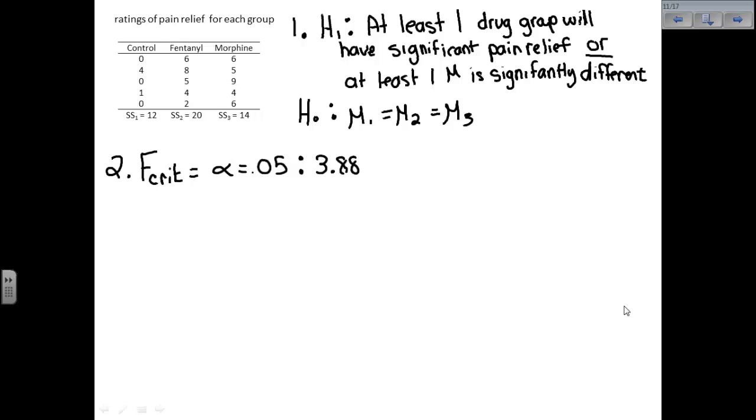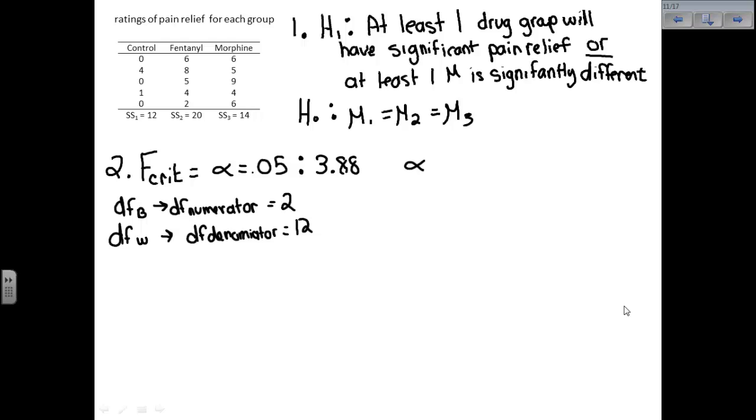Let me go ahead and write down here degrees of freedom between, or degrees of freedom numerator, was equal to 2, and the degrees of freedom within, or the degrees of freedom denominator, or degrees of freedom error, as you'll see in the Q table, is equal to 12. So that's what we use to find this. All right, alpha level of 0.01, we found that critical value to be 6.93.